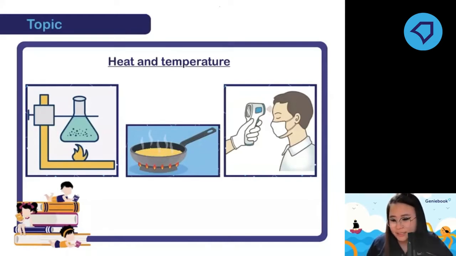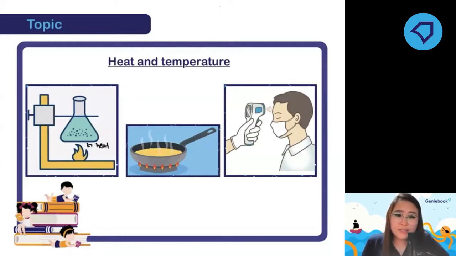First of all, let's look at some of the pictures that you see over here. All these diagrams are related to heat and temperature. How are you able to tell whether these are related to heat and temperature? How can you tell from the first image here? It's probably water in a beaker or a flask. And where is the heat? It comes from the fire. So it seems like this is something related to heat.